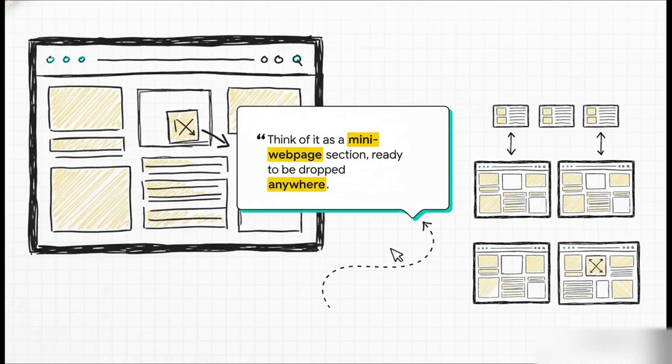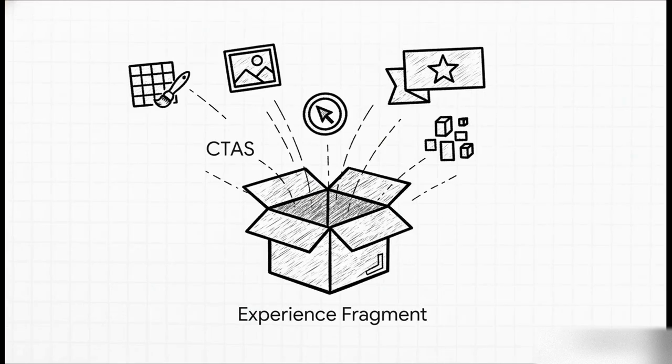Honestly, the best way to think about it is as a mini web page section. It's like a self-contained, fully designed block that's ready to be picked up and just dropped anywhere you need it. It's perfectly styled and ready to go right out of the box. And when I say it's a complete package, I really mean it. Inside an XF, you've got the whole shebang. The layout, the style, the text, the images, those all-important call to action buttons. You can even have entire hero sections. Basically, any AEM component you can build a page with can be part of an experience fragment. It's a true visual experience, not just bits and pieces of raw content.